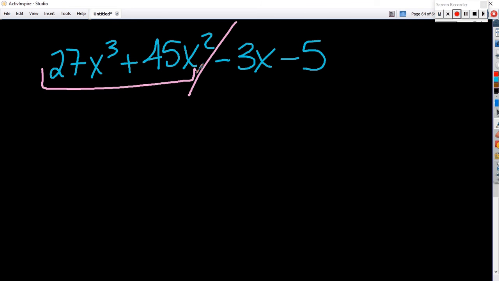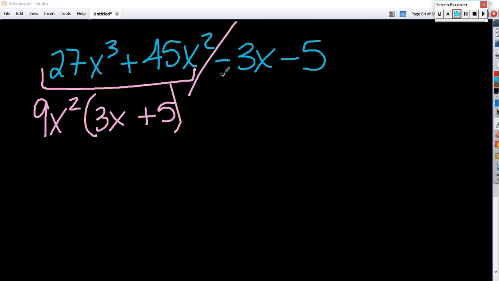GCF of 27x cubed and 45x squared. 9x squared. What's left? 3x and 5. You're absolutely right. All right. Keep the middle sign. Okay. And now look at these two. Do those have a GCF? No. So put a 1.